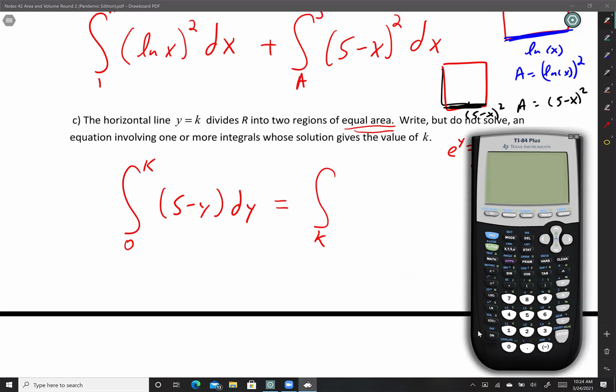Can you guys see my calculator? It's not on though. Let me turn it on. I might need to put new batteries in here. Guys, you guys didn't get the joke. It's okay.